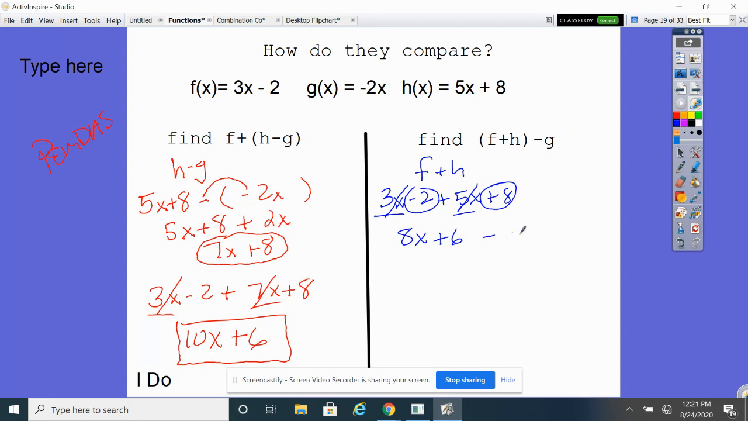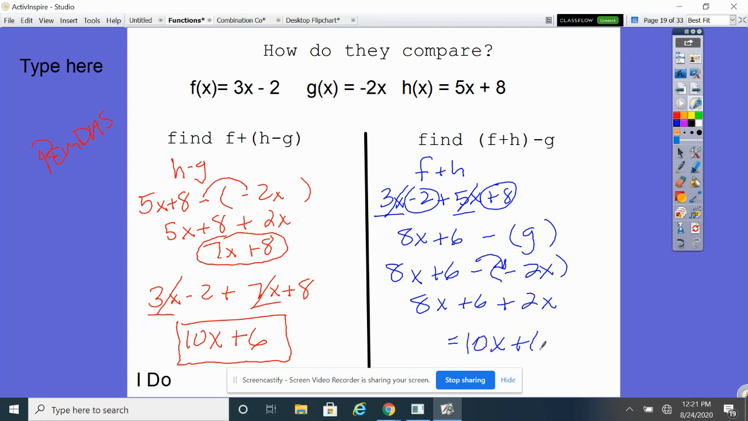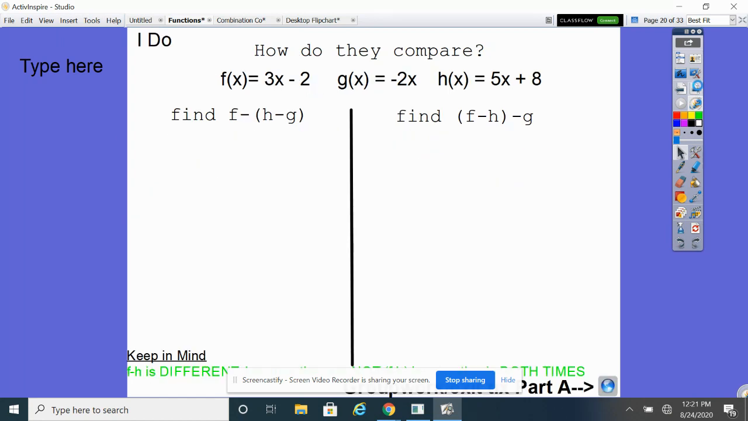Now we can do the minus g. Remember, because of the minus sign, g has to be in parentheses. Well, what was g? G was, according to the top, negative 2x. Send in that minus sign to change the symbol. This will become 8x plus 6 plus 2x. That equals 10x plus 6. So in this case, it turns out it didn't matter where you had the parentheses. Turns out you got the same answer. How do they compare? They come out the same for this one. Does that always happen? Let's find out.